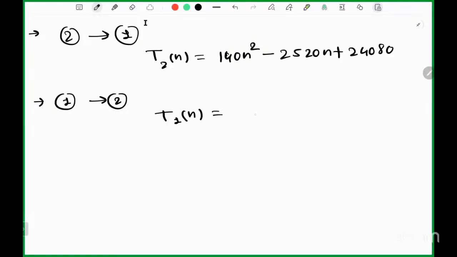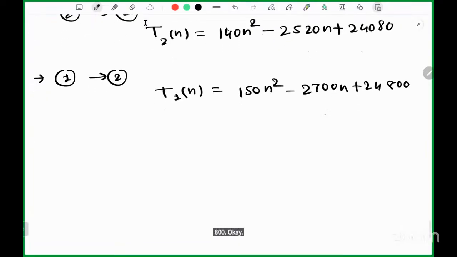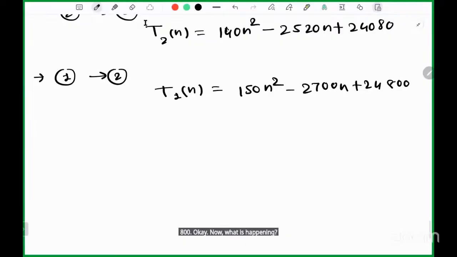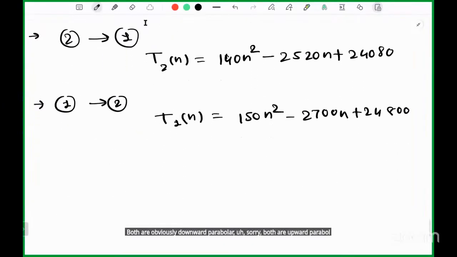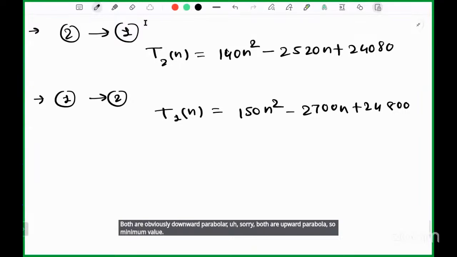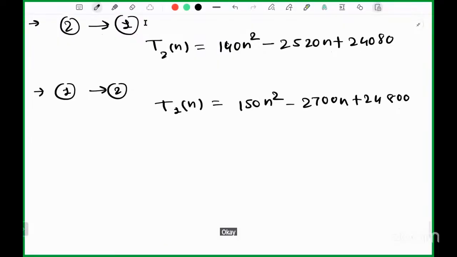And if she takes the first offer first and then the second offer, then this is 150n² minus 2700n plus 24800. Okay, now what is happening? Both are upward parabolas, so the minimum value happens at the vertex n. So what is the vertex for both? We have to compute the vertex.